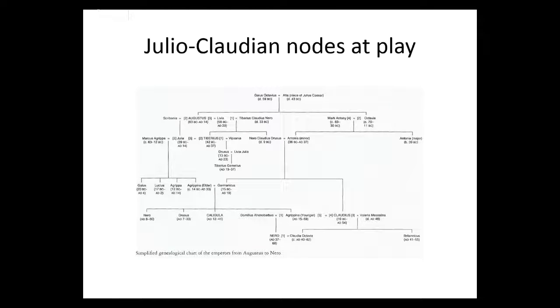So here's a family tree, and you can see here the nodes are Julio-Claudians, and we have two kinds of ties here. The equals sign is a tie of marriage, and the other tie is a tie of filiation. Augustus is the son of Octavius, he marries Scribonia, he marries Tiberius, and so on. Mark Antony's daughter is Antonia. And so these are, of course, all directional ties.